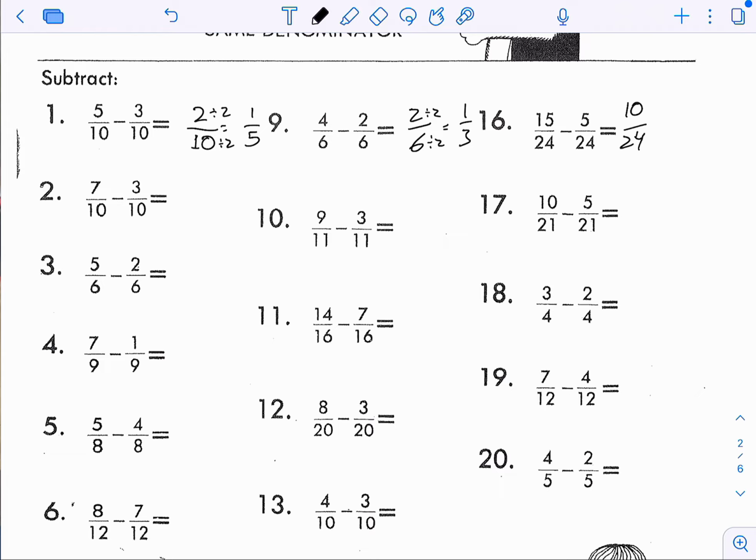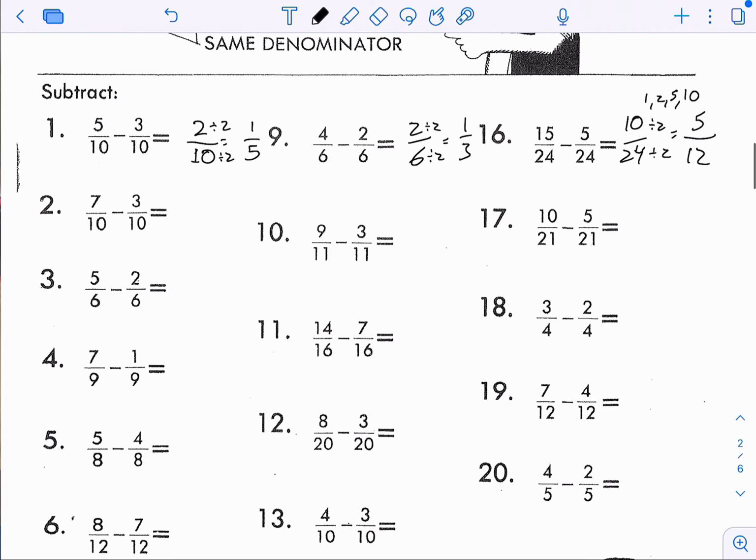Okay, 15 subtract 5 is 10 over 24. 10 is not a factor of 24, but 10 and 24 do have a common factor. Remember, the factors of 10 are 1, 2, 5, and 10. So I can divide these by 2, and that's going to give me 5 over 12. Okay, 7 subtract 3 is 4 over 10. Okay, 2 evens there, so I know this one's divided by 2, and that's going to give me 2/5.